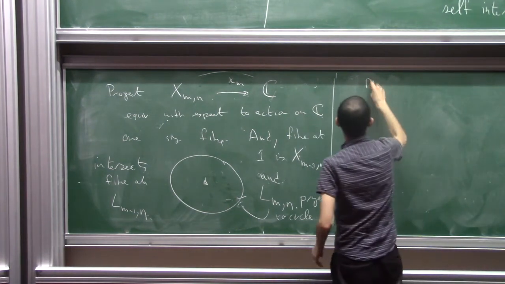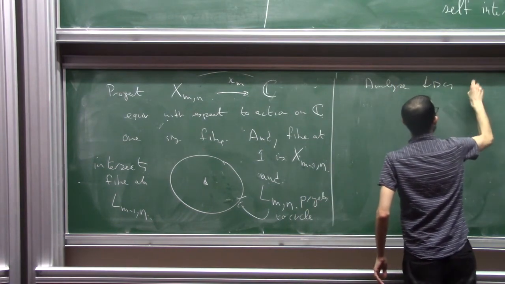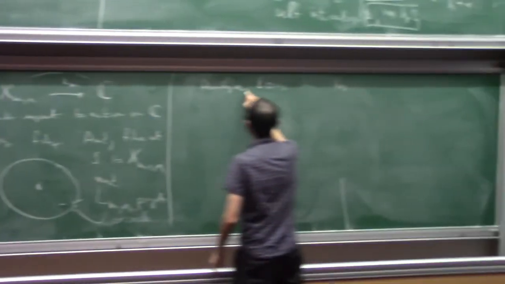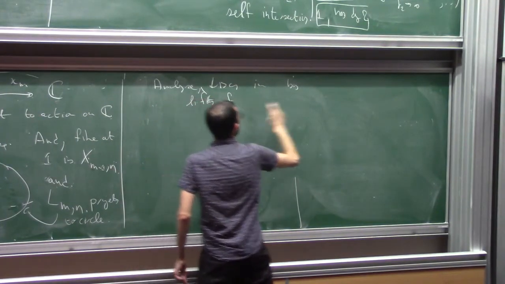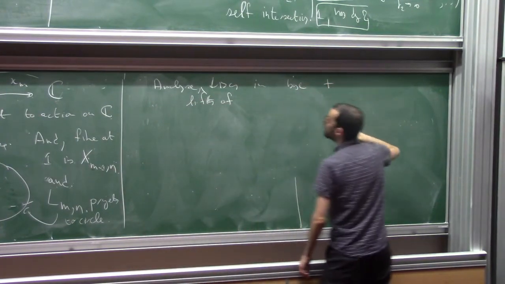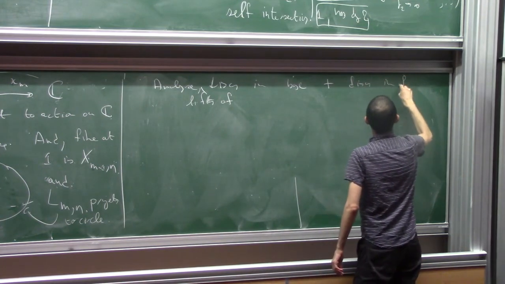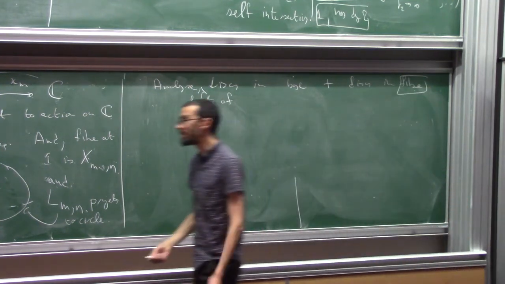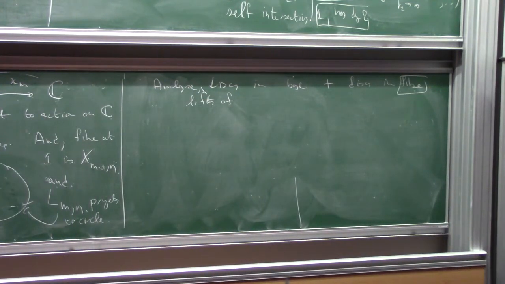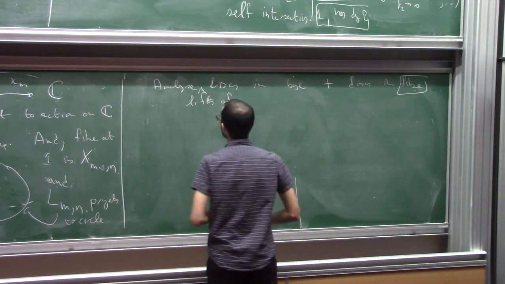So analyze disks in the base, or lifts of disks. There is not much there. Plus disks in the fiber. So this is the interesting part, disks in the fiber. That's the inductive step. So you keep going. You reduce x by x. You have fewer and fewer x coordinates until you have 1.